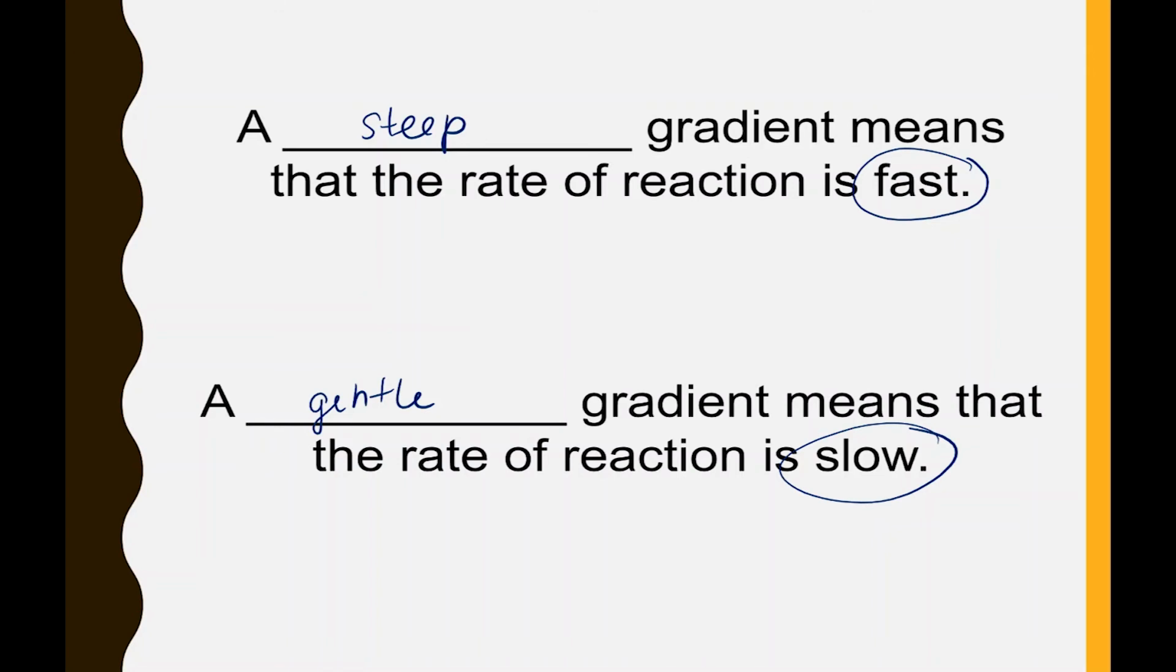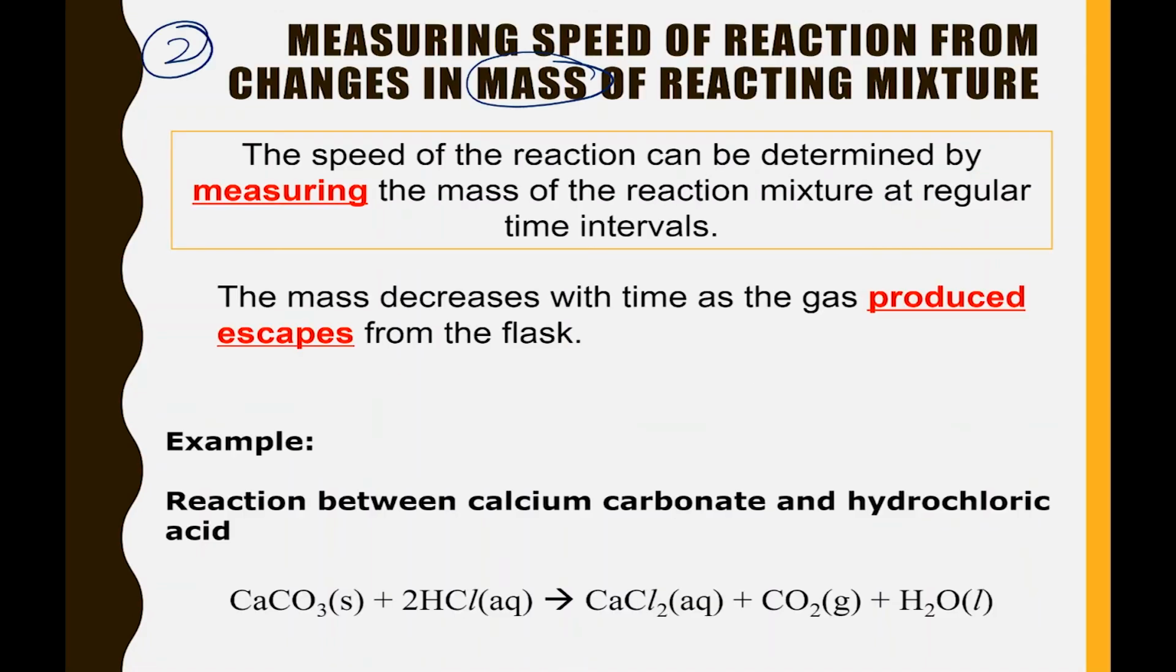Now let's look at the second method that we can use to calculate speed. The second method is using mass. The speed of reaction can be determined by measuring the mass of the reaction mixture at regular time intervals. Now, how is this possible? Because the mass will decrease as the gas produced escapes from the flask. Gas has its own mass. So as the gas is produced, the mass comes off. Get it?